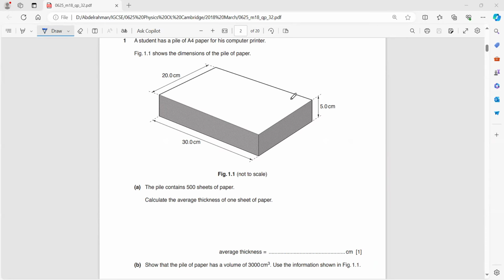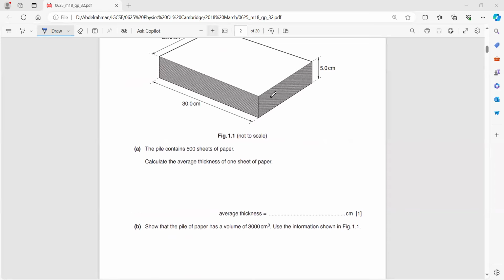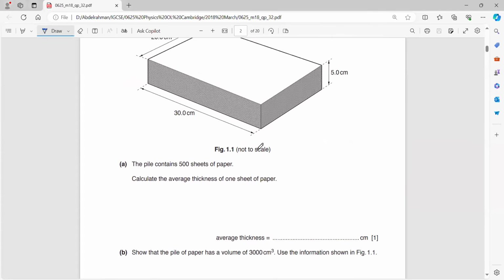How can I find the average thickness of one sheet of paper? I have 500 sheets of paper. How can I find the average thickness? Can someone tell me? Any ideas?